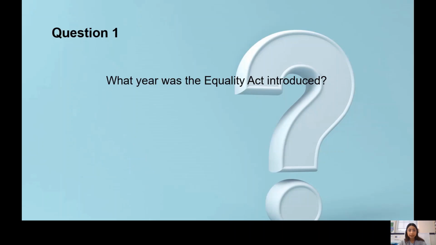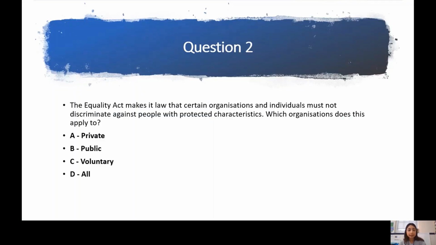Okay, your next question is question 2. The Equality Act makes it law that certain organisations and individuals must not discriminate against people with protected characteristics. Which organisation does this apply to? Does this apply to a private organisation? Does this apply to a public organisation? Does this apply to a voluntary organisation? Or D, does it apply to all organisations? So just write down the letter for question 2.